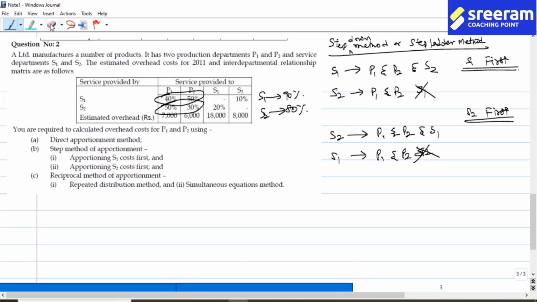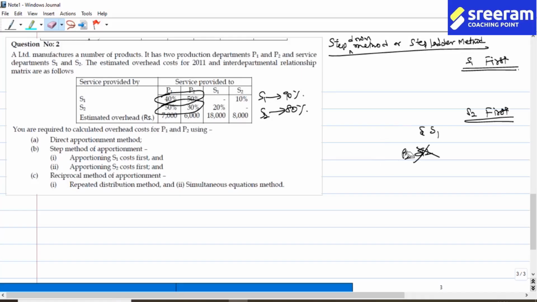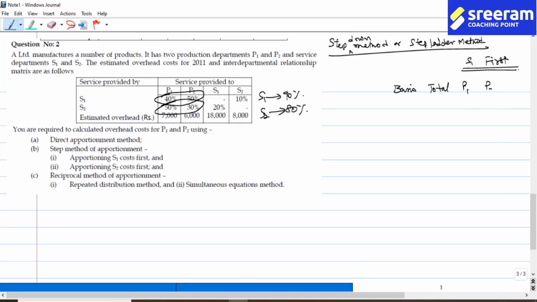This is the theory. Now, how do we approach the problem? So now let me just try S1 first, like the direct method. Here I will be taking up basis, total, P1, P2, S2. Because S2 I will keep it there.